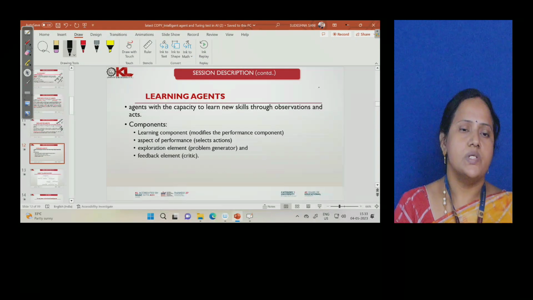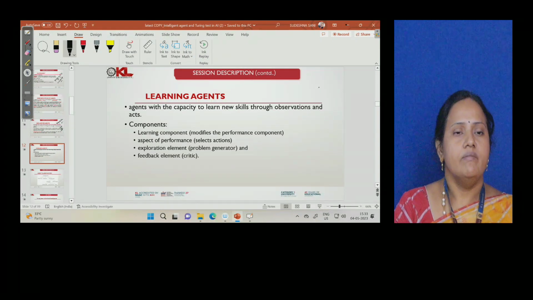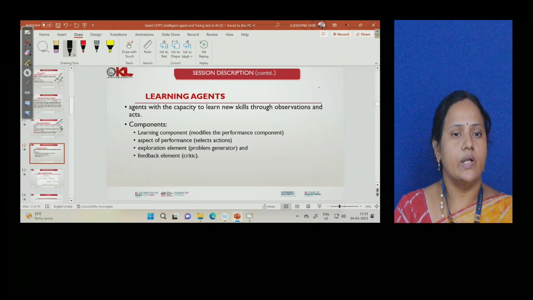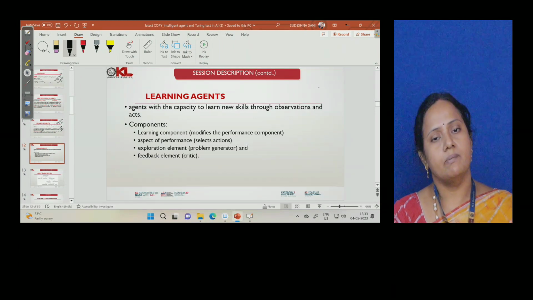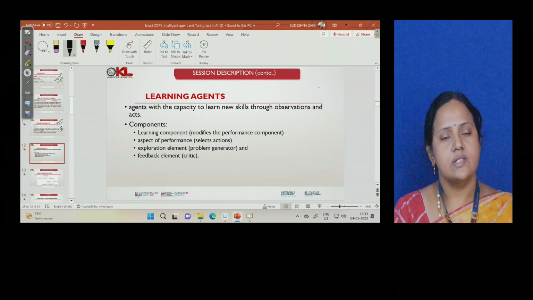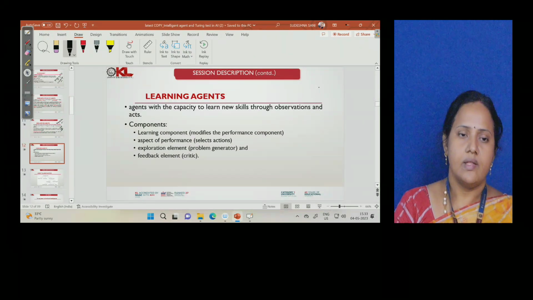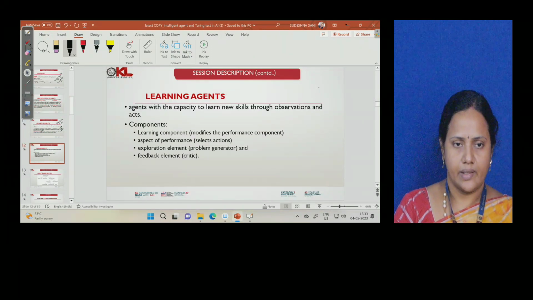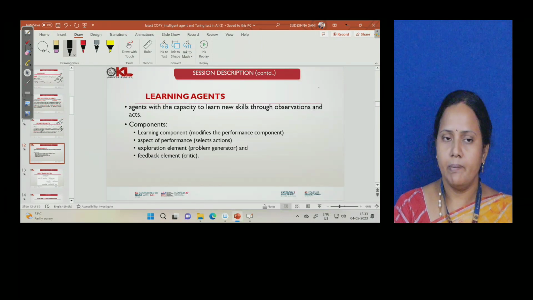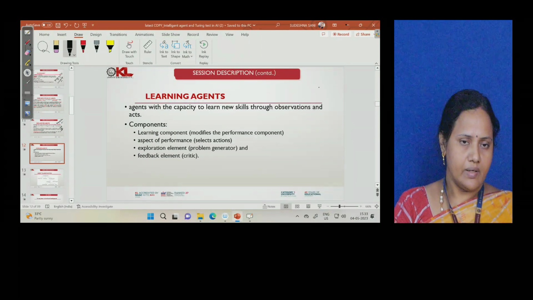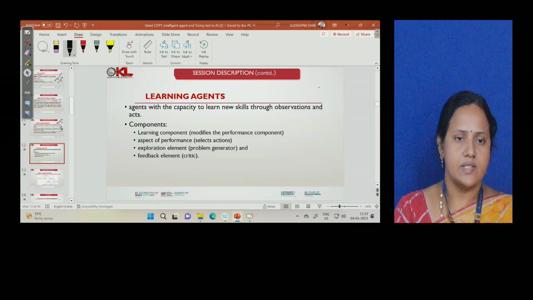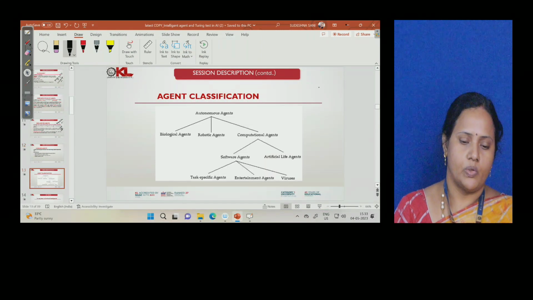The components associated with learning agents: we have the learning component, then the performance element, which selects actions, then the exploration element, which is called the problem generator, then we have the feedback element, which is the critic. Certain things can also be correlated with that, right? With learning agents, we can have all these components, all right?